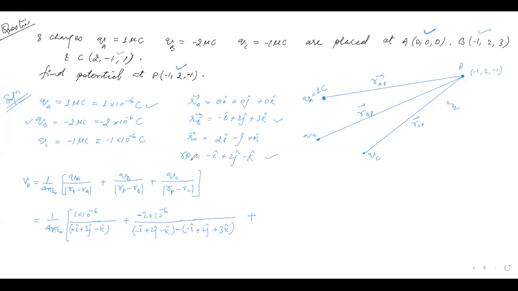Plus, what is your QC? QC is minus of 1 into 10 raised to the power minus 6. And RP is minus I cap plus 2J cap minus of K cap. Minus, what is your RC? RC is 2I cap minus J cap plus K cap. Okay?